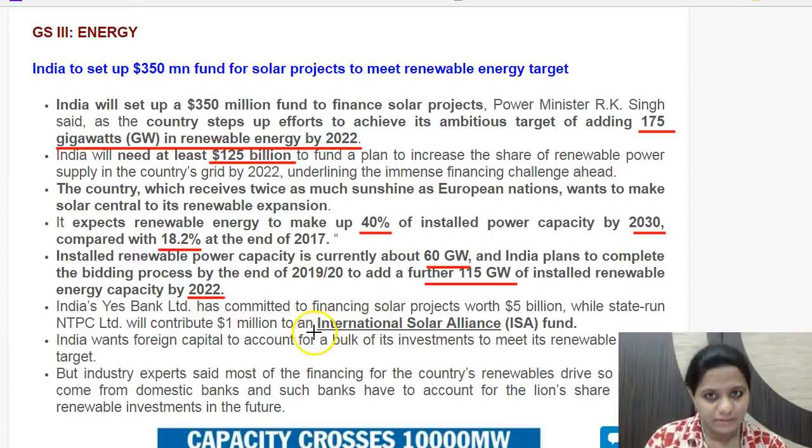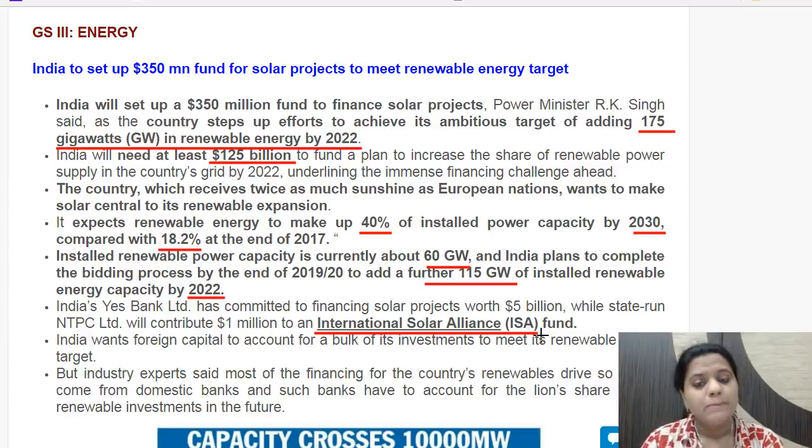We have also formed, India with its initiative has formed International Solar Alliance Fund. So this International Solar Alliance is a group of countries who have come together to pool in funds to fund renewable energy projects. So India would also be financing renewable energy projects, solar projects worth $5 billion have been committed to as such. India's Yes Bank has contributed towards it. Even NTPC, the PSU, has also contributed $1 million to this International Solar Alliance Fund. So also foreign capital needs to be brought in for ensuring that this target is met.